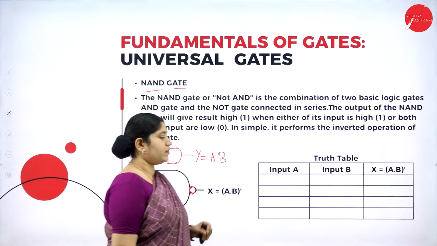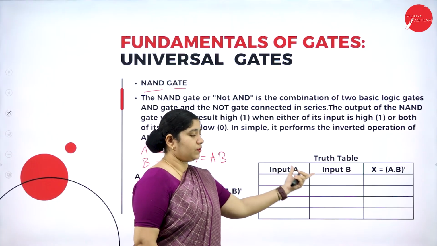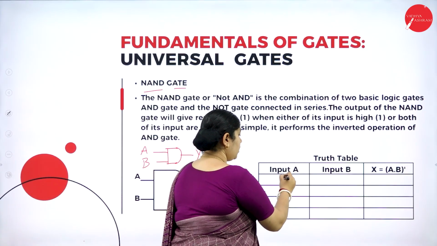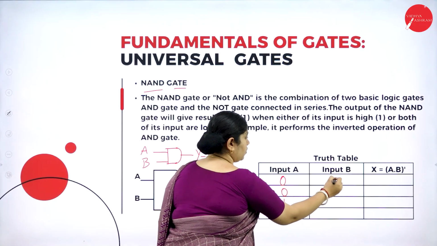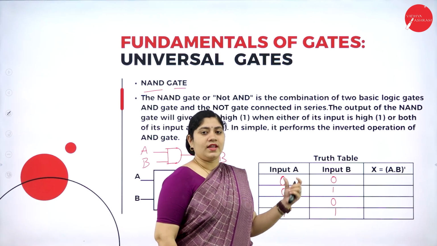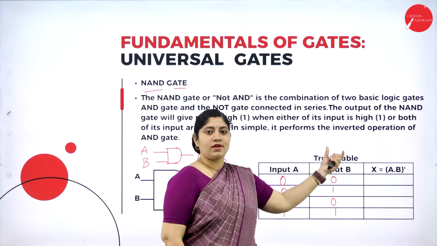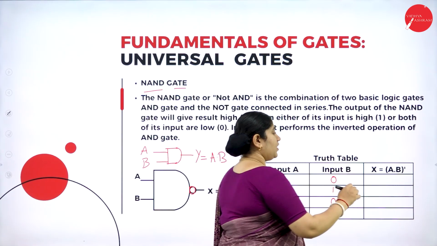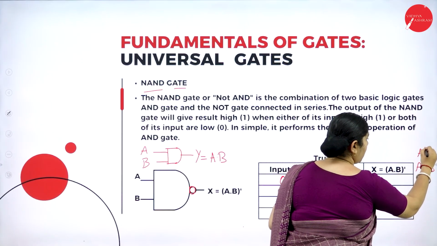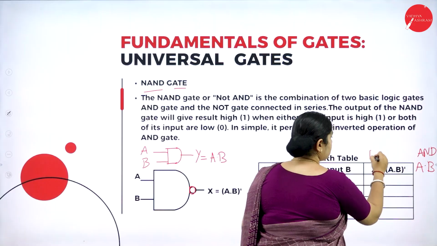Let's see the truth table for this. As we have two inputs, we have to go with four different combinations. So let's start writing it: 0, 0, 1, 1 followed by 0, 1, 0, 1. Alright. Now let's see when the bits are high. For that, let's write our AND gate first. So this is our AND gate and this is the NAND gate.